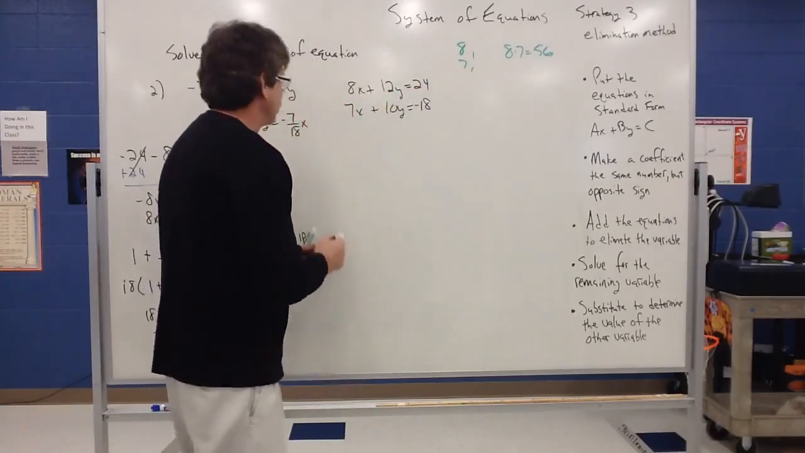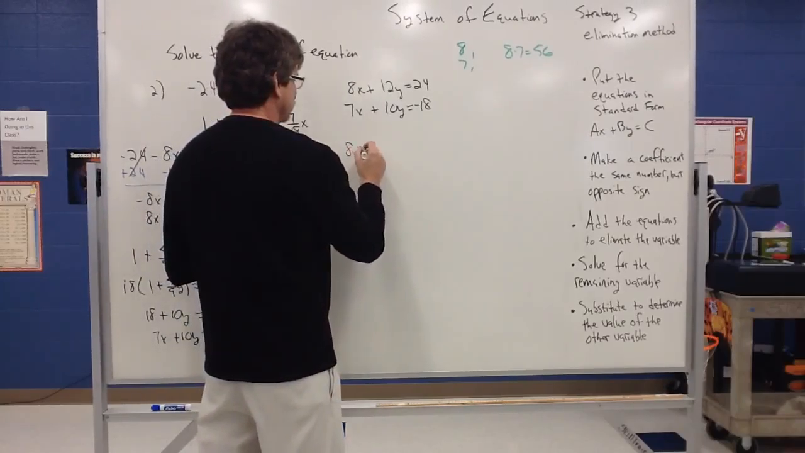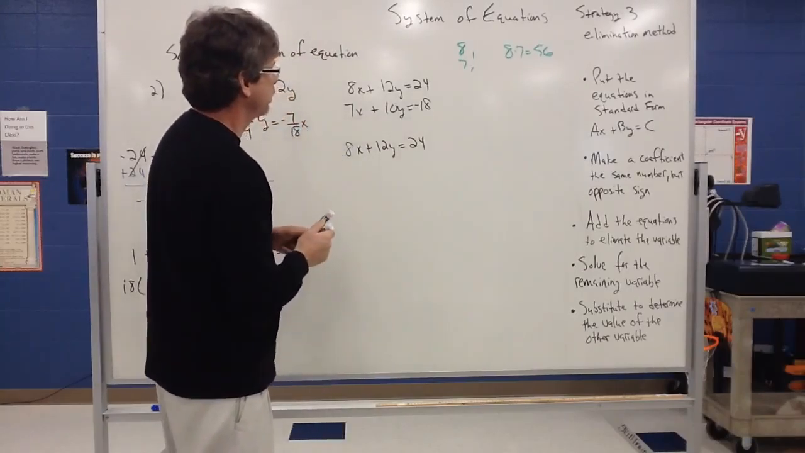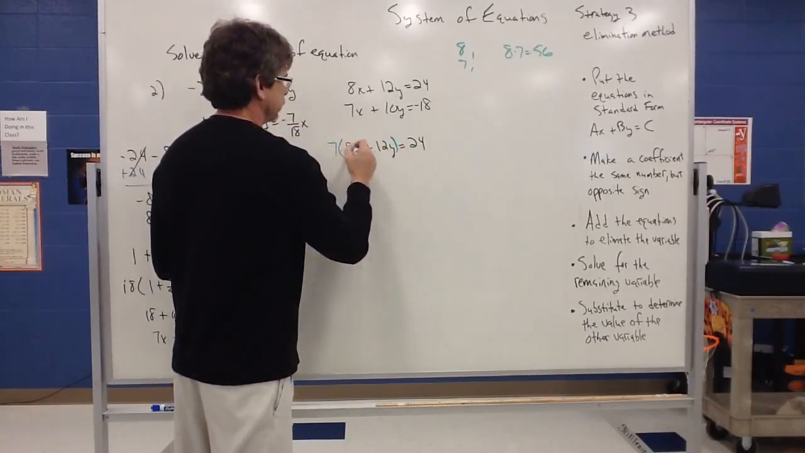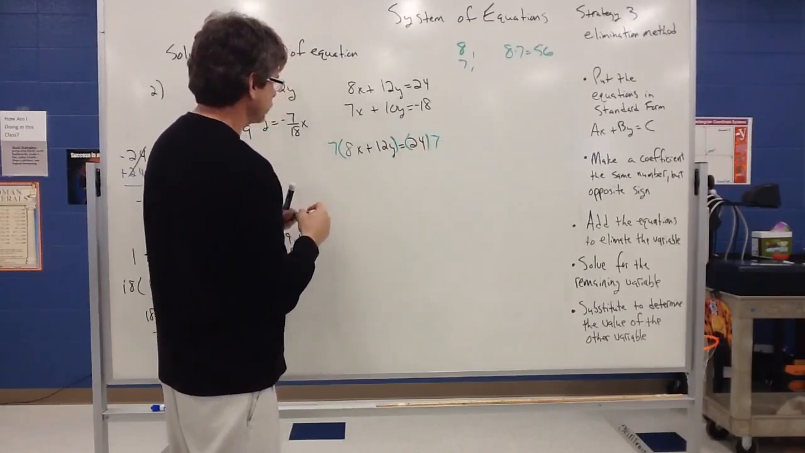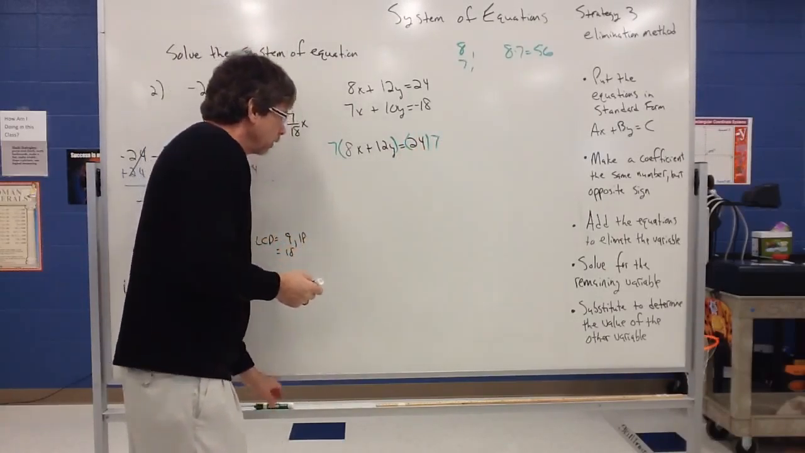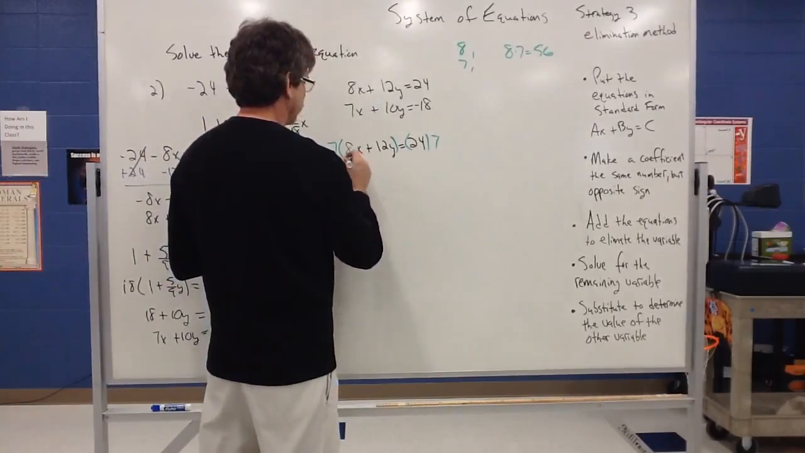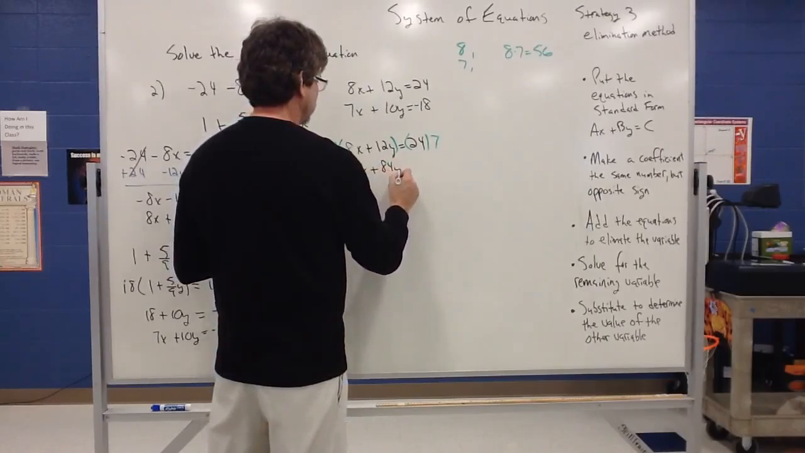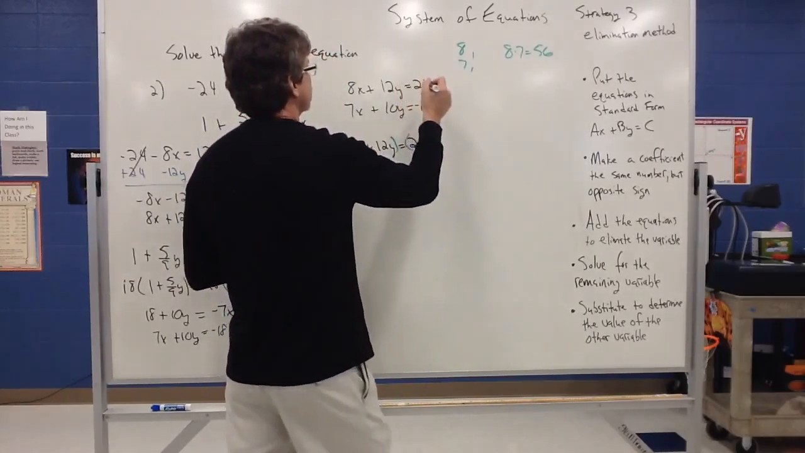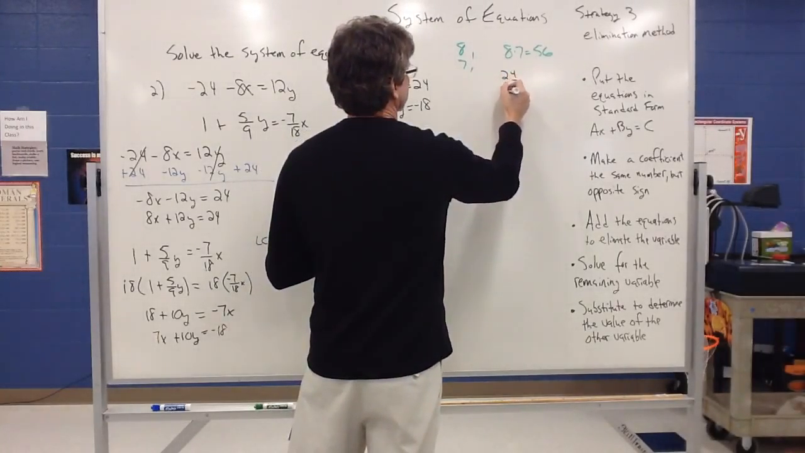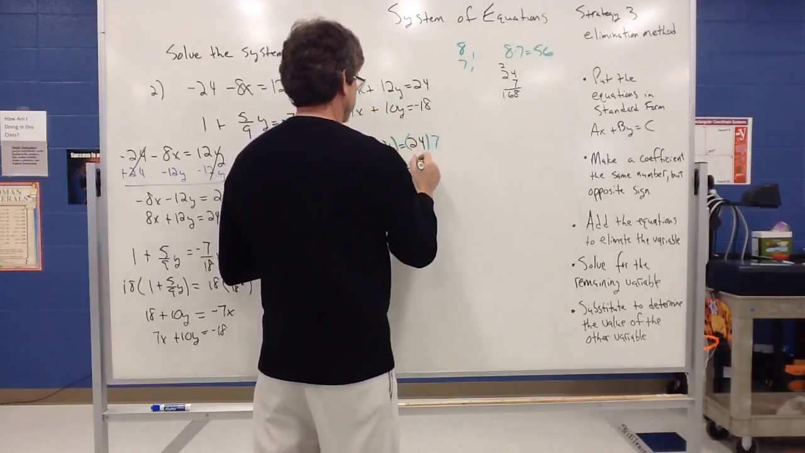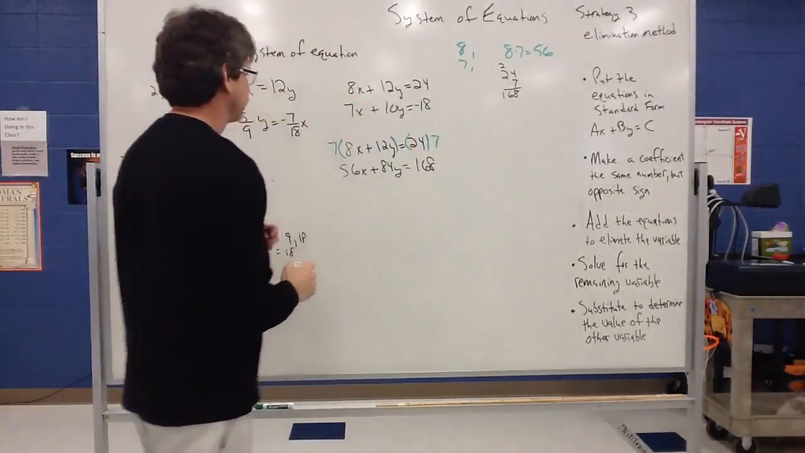So my first move, I'm going to have this 8x plus 12y is equal to 24. And I'm going to multiply each side by a 7. So I'm going to have now 8 times 7 is going to be 56, 56x. 7 times 12 is going to be 84y. 24 times 7, I really don't know. Looks like 168. Okay.